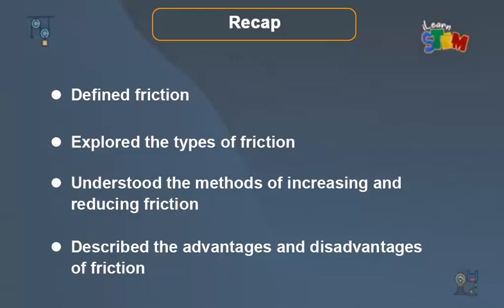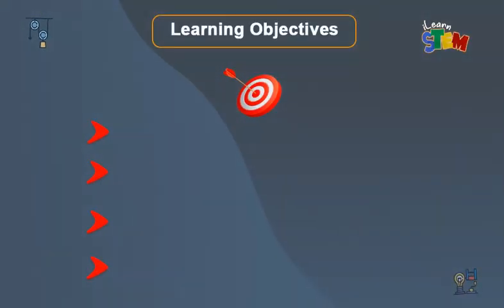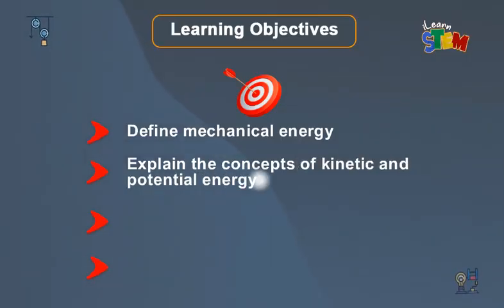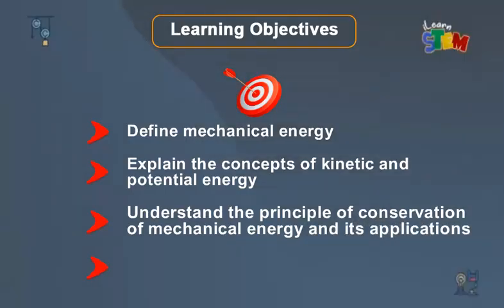Before we begin today's lesson, let's take a quick rundown of our lesson objectives. By the end of today's lesson, you will be able to define mechanical energy, explain the concept of kinetic and potential energy, understand the principle of conservation of mechanical energy and its applications, and solve quick examples. Are you ready? Let's get started.